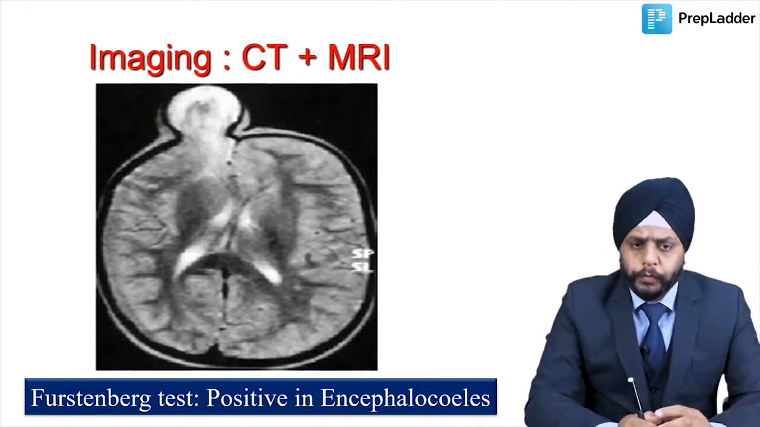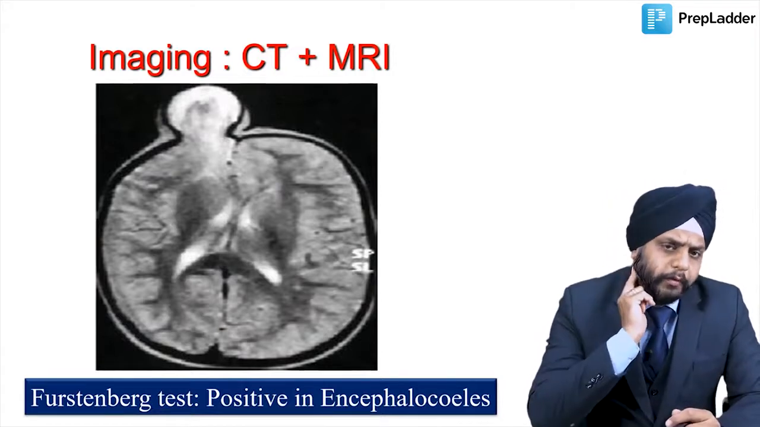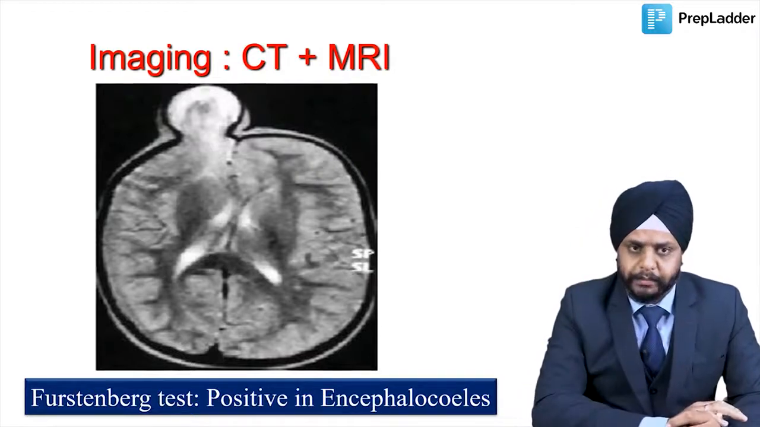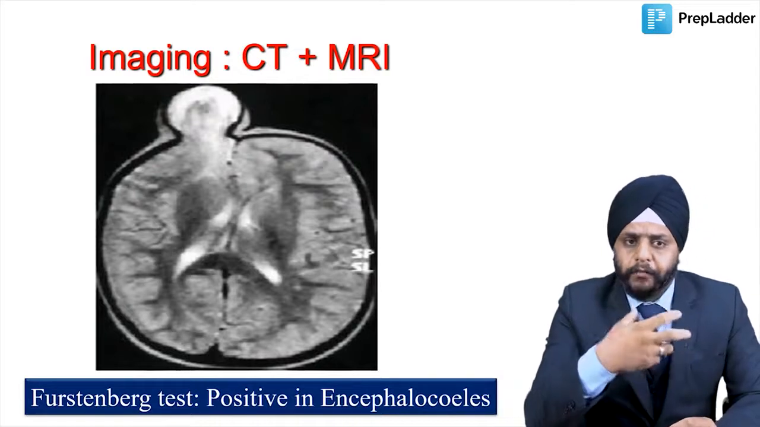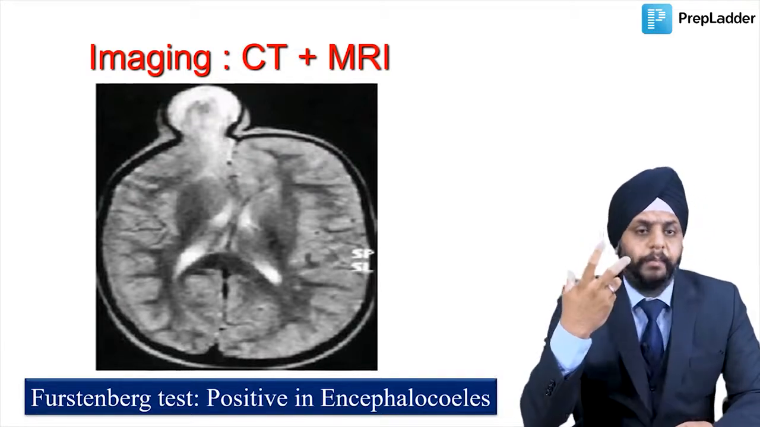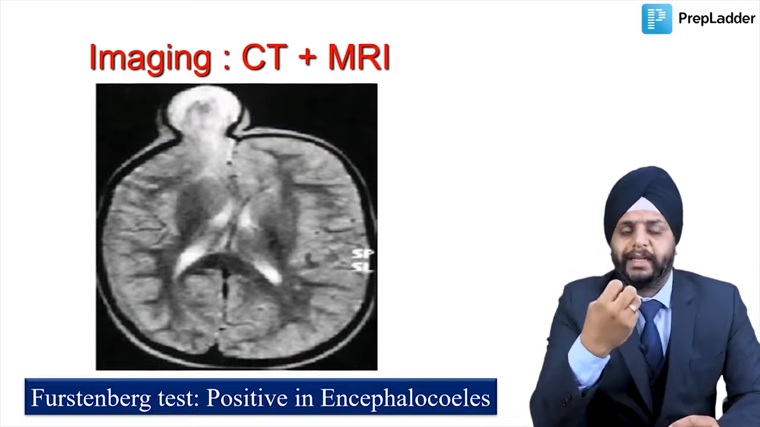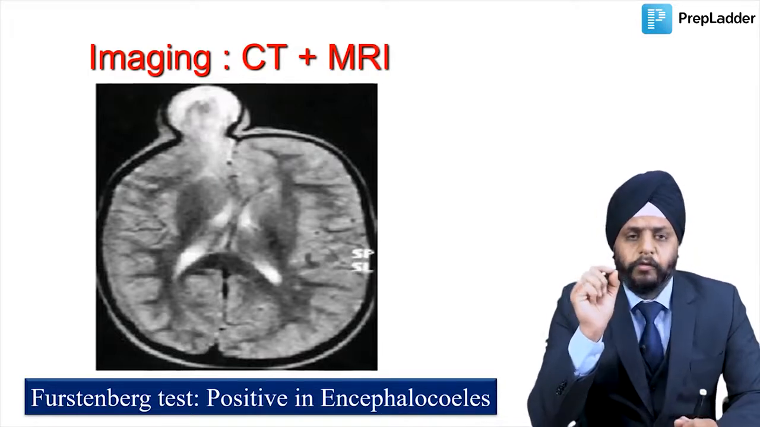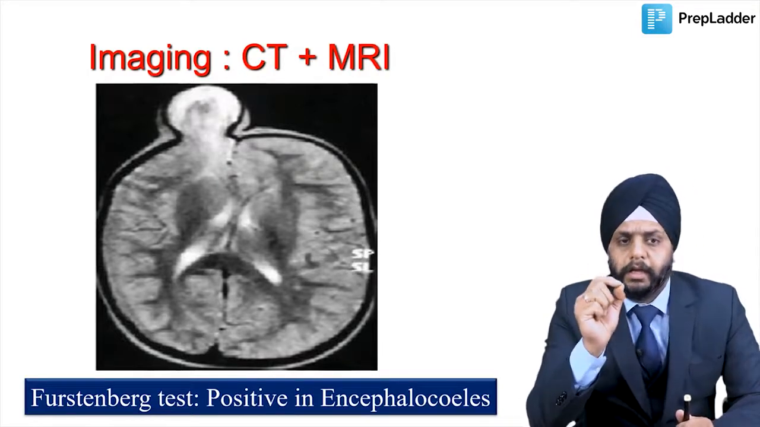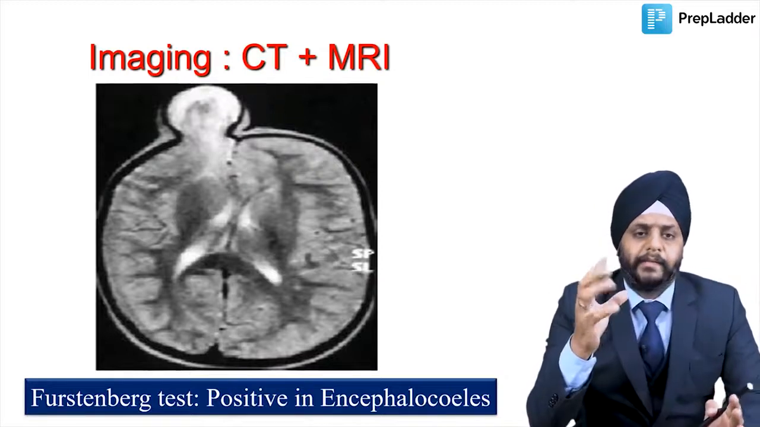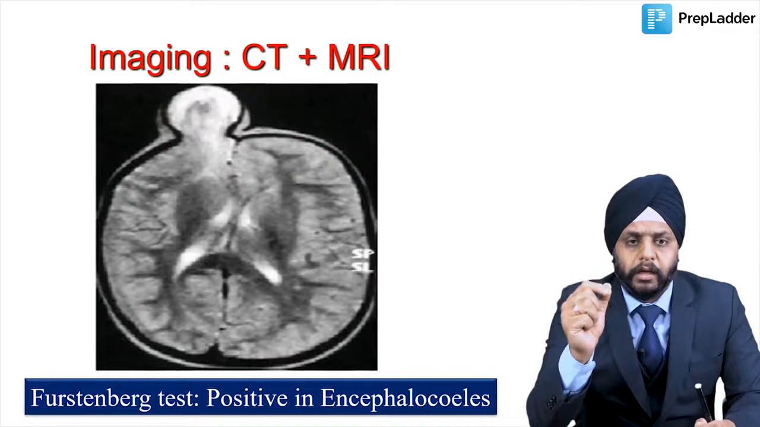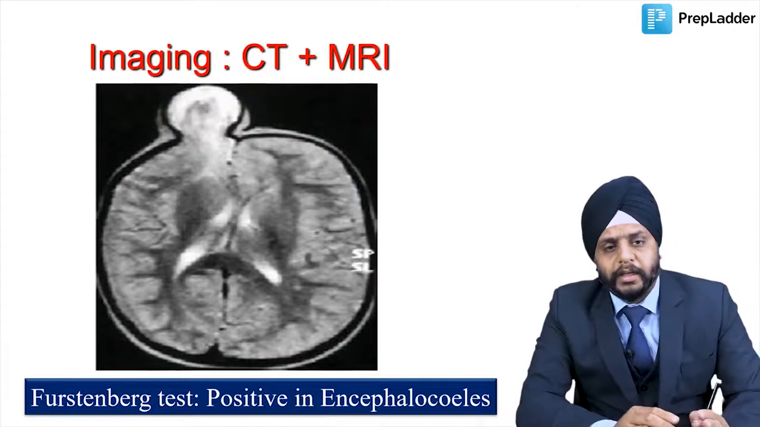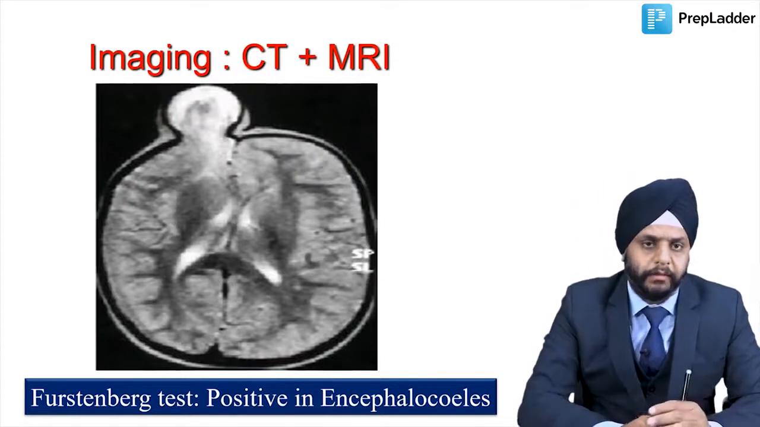Also, if you press the jugular vein, it will stop the blood coming out of the brain. It will increase the pressure in the brain. Similarly, during coughing, sneezing or straining, again the brain pressure is increased, and that will lead to increase in size of this mass. This is known as Furstenberg's test. So Furstenberg's test is positive in encephalocele. The mass increases in size on coughing, sneezing, straining, or even by pressing the jugular vein. This is because this mass is in direct communication with the cranial cavity.